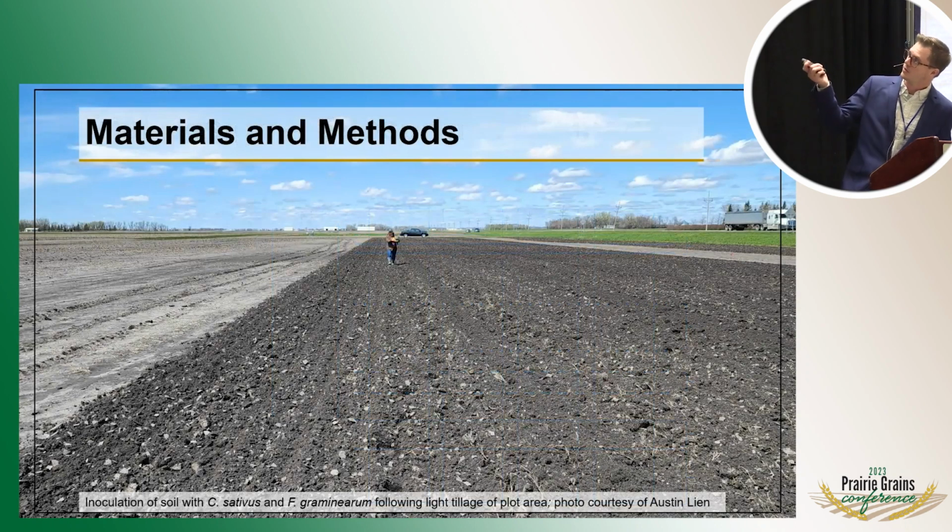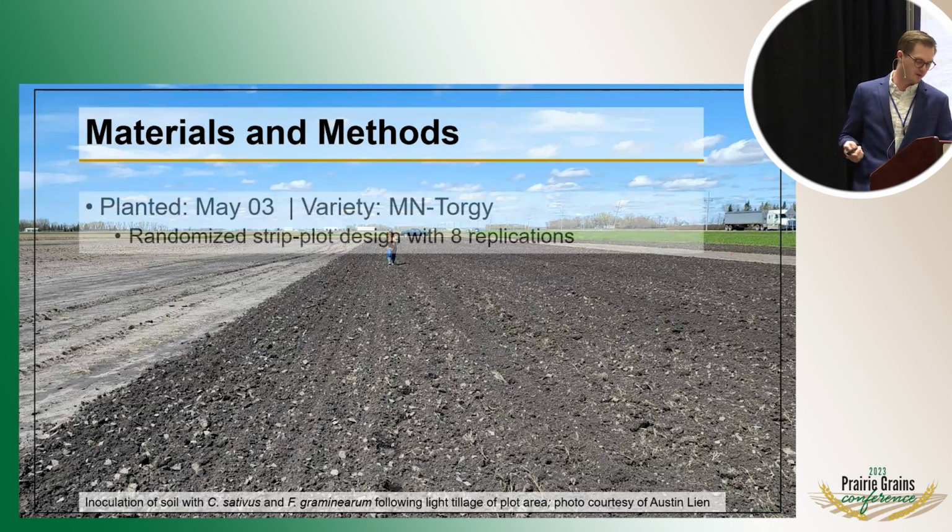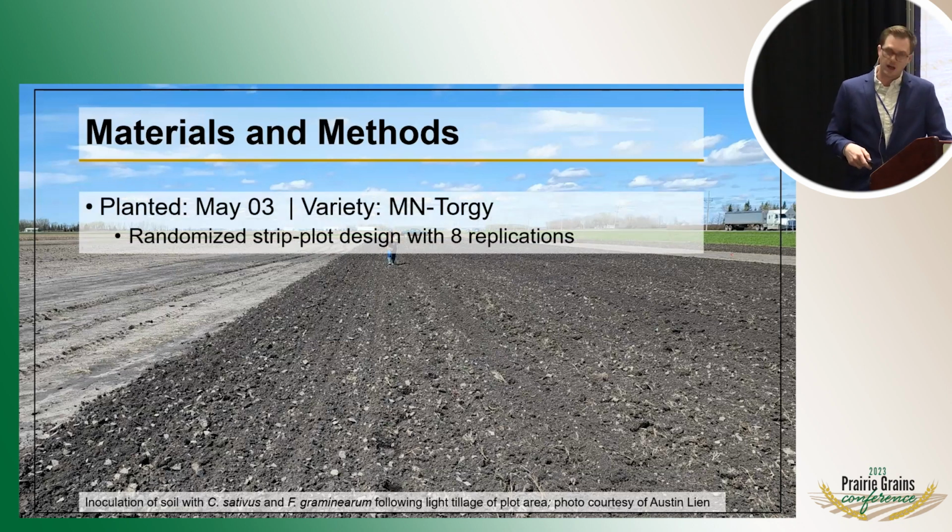So here's kind of a picture of that area, and in the background here, we're actually inoculating the ground with some of the pathogens that we were growing artificially. So we were able to get in on May 3rd this year. We planted the Minnesota Torgay variety, and I think, Mike, this was our first trial planted, maybe. So it just goes to show, it allows for more timely field operations.